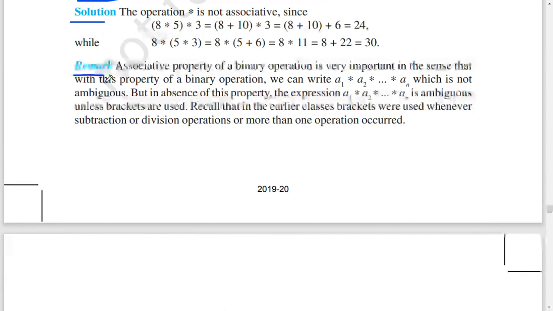Remark: associative property of a binary operation is very important in the sense that with this property of a binary operation we can write a1 * a2 * ... * an, which is not ambiguous, but in absence of this property the expression a1 * a2 * ... * an is ambiguous unless brackets are used. Recall that in the earlier classes, brackets were used whenever subtraction or division operations or more than one operation occurred.